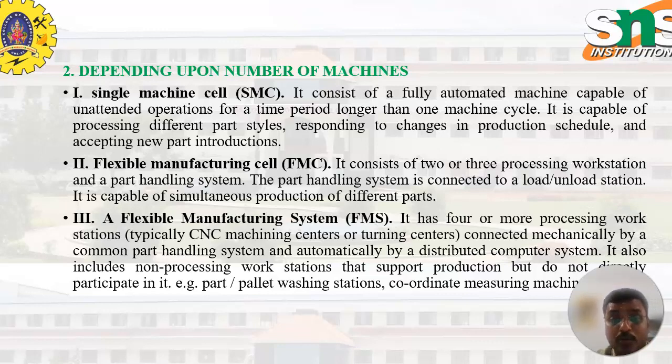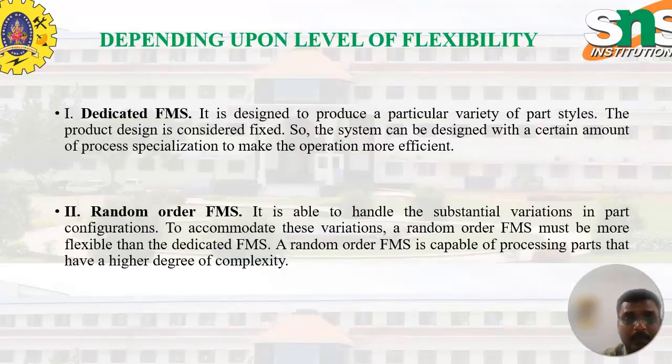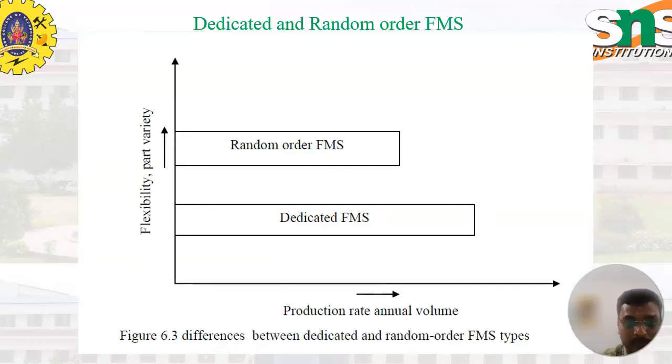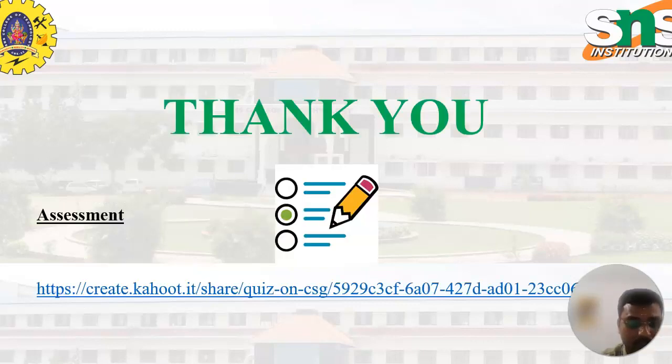FMS has four or more processing workstations. It will be interconnected with CNC machining centers and turning centers to complete the process. These are the categories of FMS: single machine cell, flexible manufacturing cell, and then FMS. Then depending upon the level of flexibility, we have two types: the dedicated FMS and the random order FMS. We have two subsystems: the physical subsystem and the control subsystem. The physical subsystem is the workstation, storage and retrieval system, and material handling system. The control subsystem is the control hardware and software.